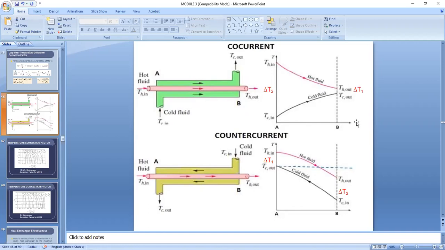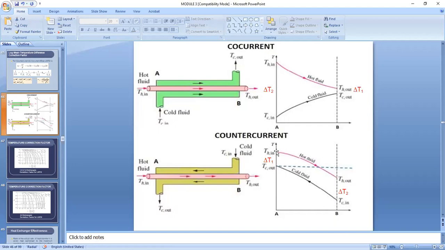Now, if it's counter current, we change the position of the delta T's. On the left side you have delta T1, and on the right side you have delta T2. Since it's counter current, the hot fluid is entering this side, but the cold fluid is entering this side.